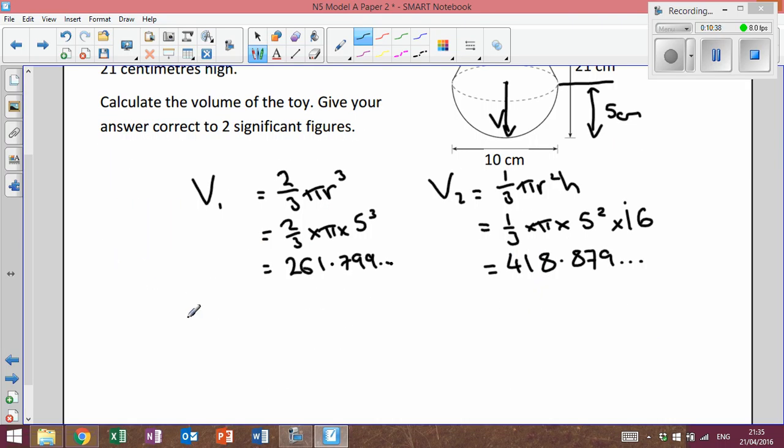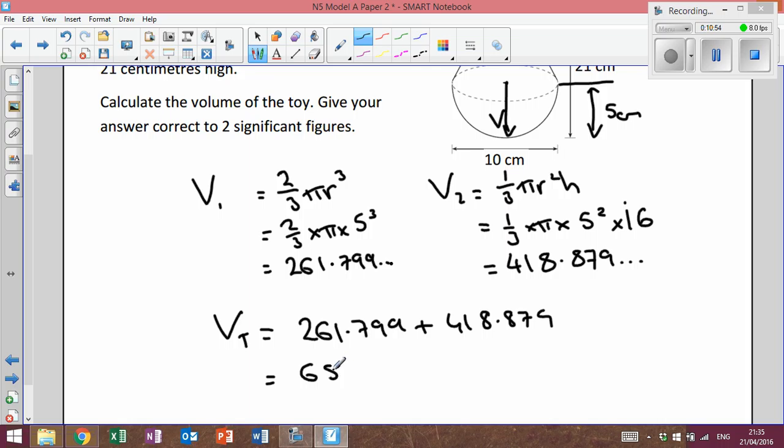So the total volume is V1 add V2, so 207.799 add 418.879. Which is going to be something around, depending on if you've rounded at any point, 6, 7, 8, and so on. Just double check, the answer is correct to 2 significant figures. So 680 centimeters cubed is your answer.